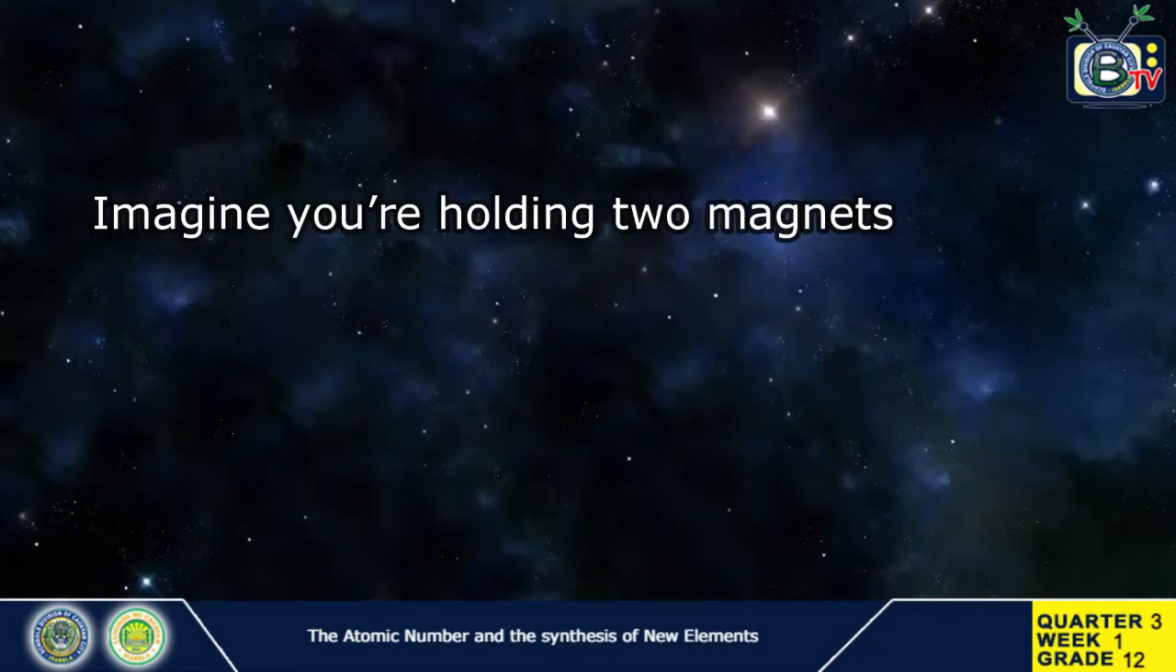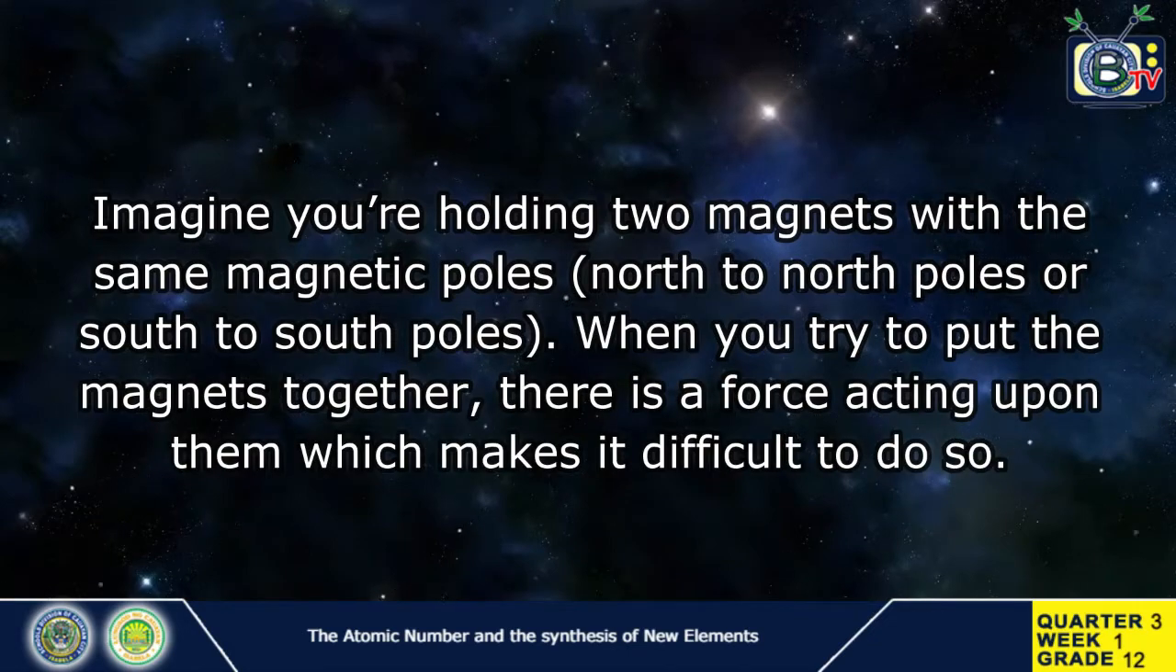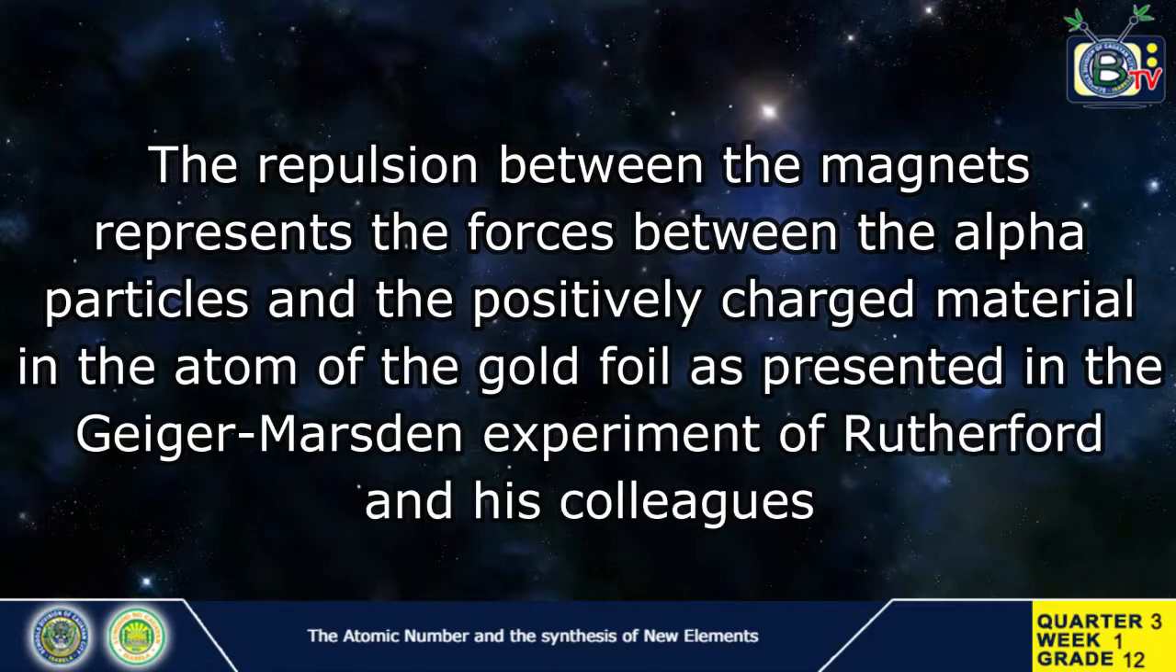Imagine you're holding two magnets with the same magnetic poles, north to north poles or south to south poles. When you try to put the magnets together, there is a force acting upon them which makes it difficult to do so. The repulsion between the magnets represents forces between the alpha particles and the positively charged material in the atom of the gold foil, as presented in the Geiger-Marsden experiment of Rutherford and his colleagues.